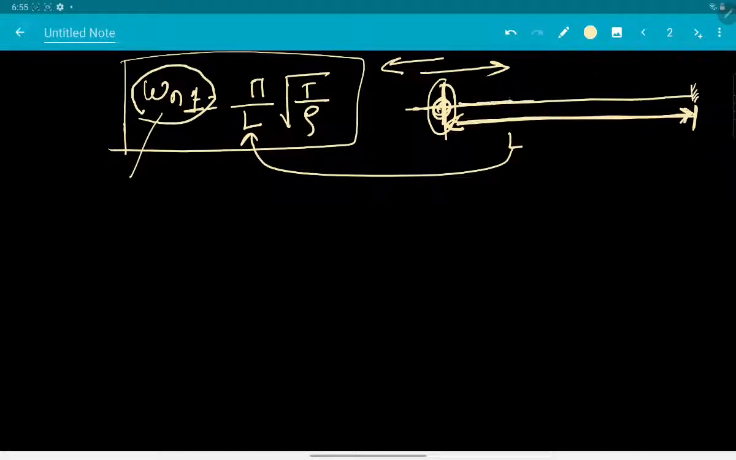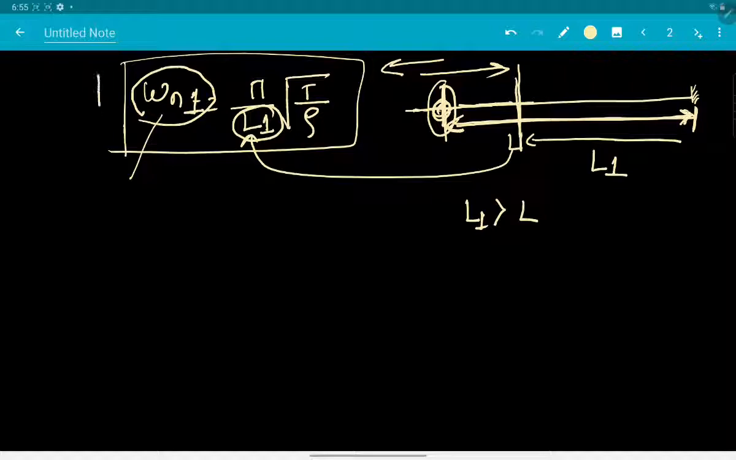Okay, if you move over this side, then this L will get reduced. Okay, and new L1 will come over here, and L1 will be smaller than L. So L1 is going to appear over here in the denominator, and natural frequency is going to increase. Okay, so first fundamental natural frequency of this string is same.